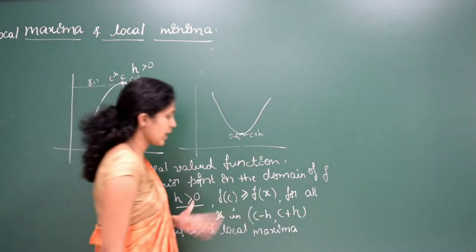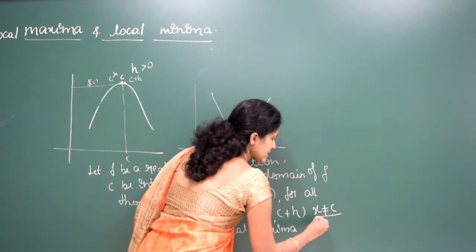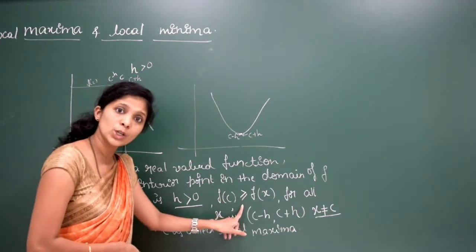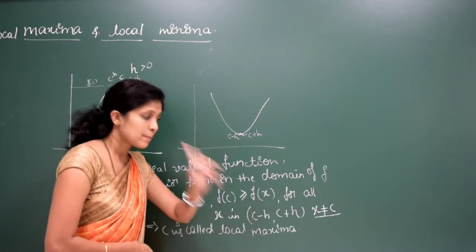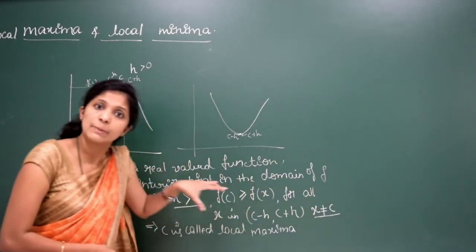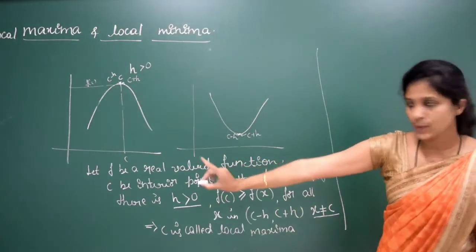Here one more thing you have to remember: the value of x cannot be equal to c. F of c can be equal to f of x, that is possible, but the value of x cannot be equal to c. So this is called the local maximum. Similarly, we can define the local minima similar to this one.